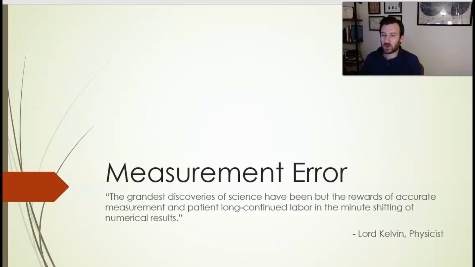So let's jump into today's topic. We're going to be talking about measurement error. I don't have that many slides on measurement error, so we should be able to get through it, discuss it, and get you all a chance to begin looking through the topics for today.